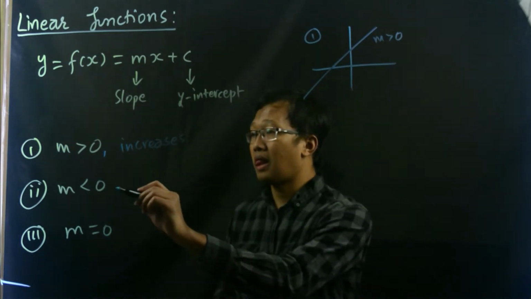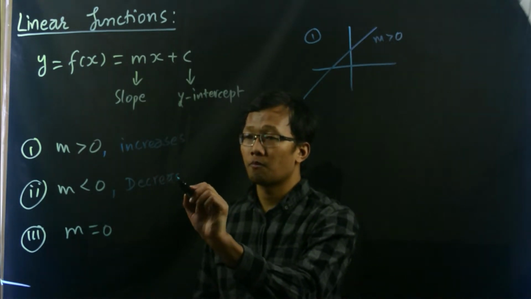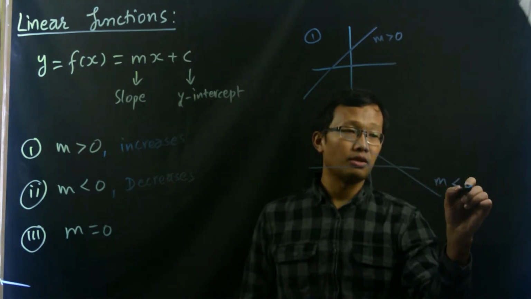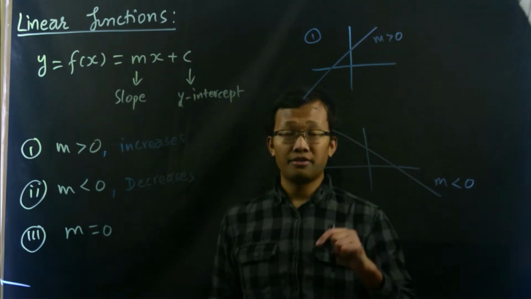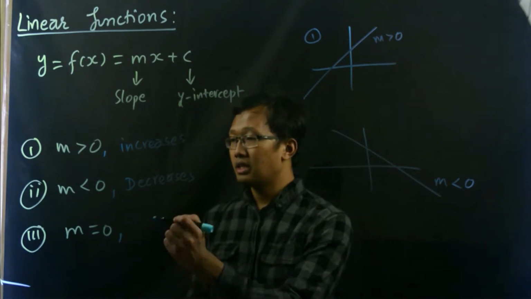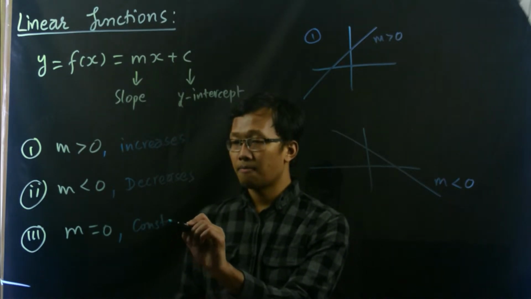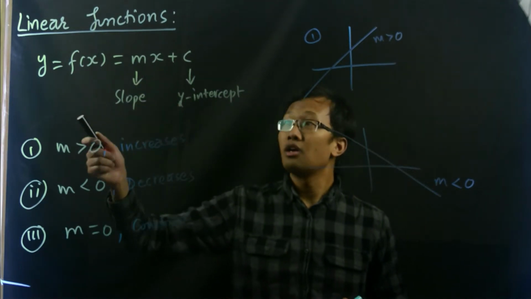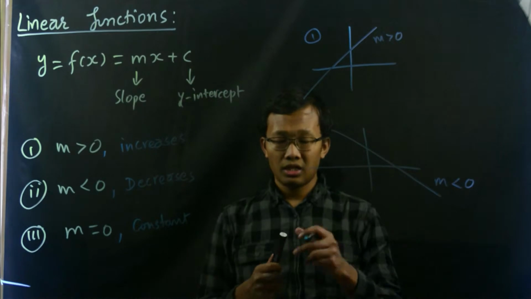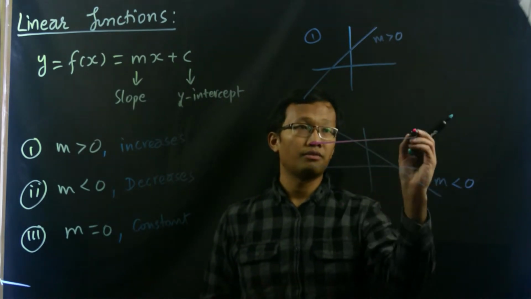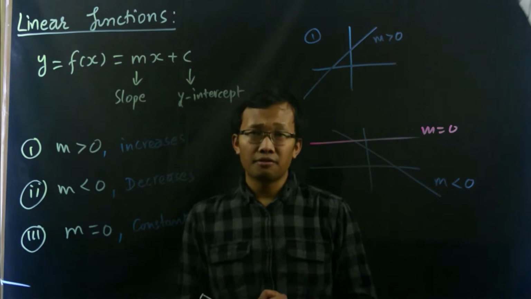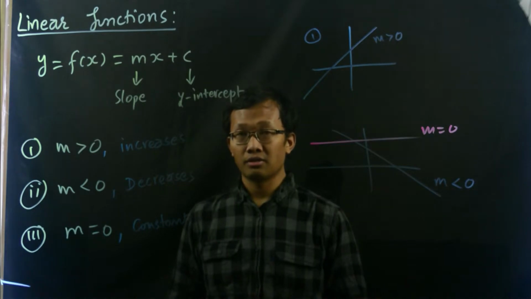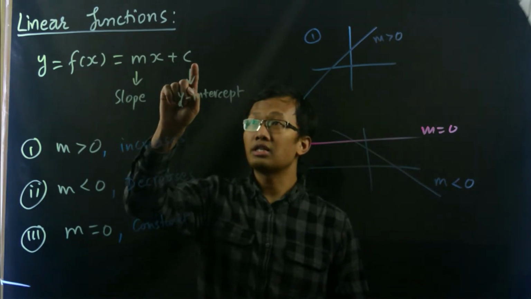Now for the second case, it decreases. So the straight line would be something just like this, where m is less than 0. That's a negative slope. Finally, if m equals 0, the function is constant. If you plug in 0 here, then 0 times x is 0, so you get y equals c, which is a straight line just like this. This fact is very essential whenever we graph a linear function, especially by using intercept and slope.